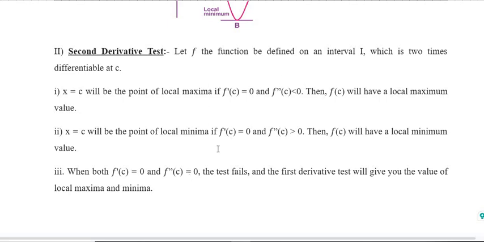Just repeating this, to find the maxima and minima, you have to get the first order derivative equal to 0, which is similar to the first order derivative test. And the additional thing you have to do is find the second order derivative. Whether the second order derivative is less than 0 or greater than 0 will define whether this will be a maxima or minima in the system.